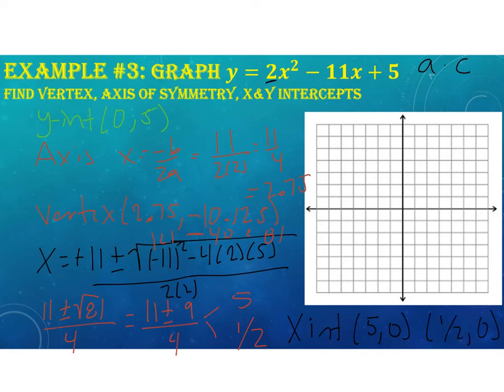We can use our graphing calculator to plot all the points that we have. I'm going to start with my vertex, which is at 2.75, so just about 3, and at negative 10.125, so that's just a little bit below negative 10. 1, 2, 3, 4, 5, 6, 7, 8, 9, 10. I'm going to be going off my graph a little bit here. I have a y-intercept at 0, 5. I have my two x-intercepts, one at 5, 0, and one at 1/2, 0. So here's the 1/2, 0, 5, 0.